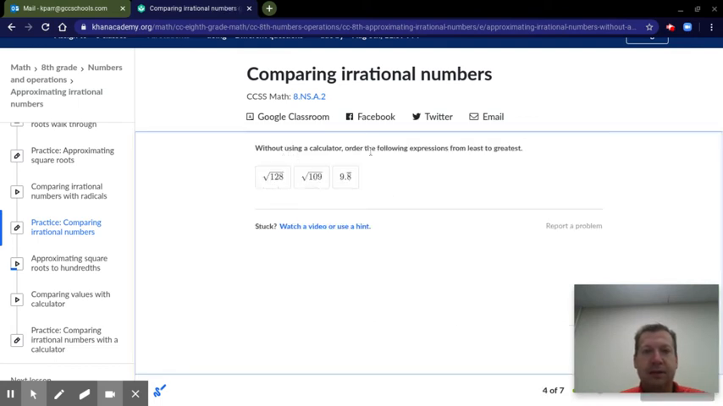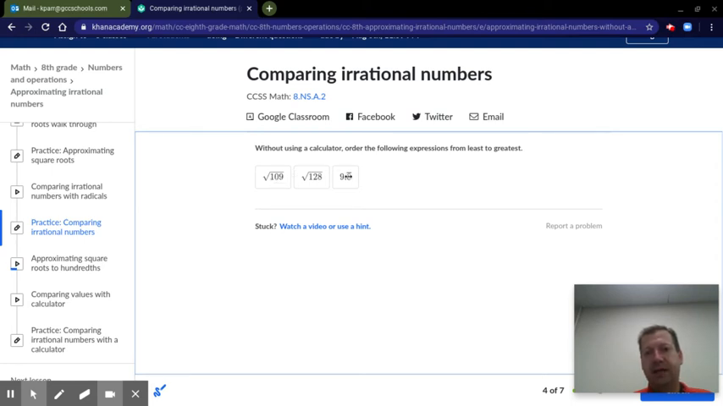It says, without using a calculator, order these from least to greatest. So I know that this has got to be bigger than that because the square root of 128 is going to be bigger than the square root of 109. Now the square root of 100 is 10, so I know that that's larger than this because this isn't 10. I know that this is larger than 10 because it's actually larger than 11, because the square root of 121 is 11. So I know that this has got to be bigger than 11.